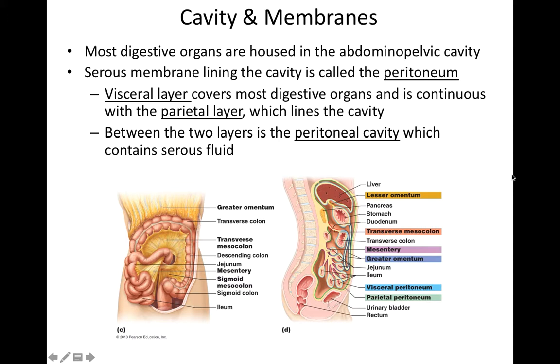So what we've seen up to this point is that we usually say, well, the pericardial cavity isn't really a cavity. The pleural cavity isn't really a cavity. They're more potential spaces where the membranes lie right on top of each other.